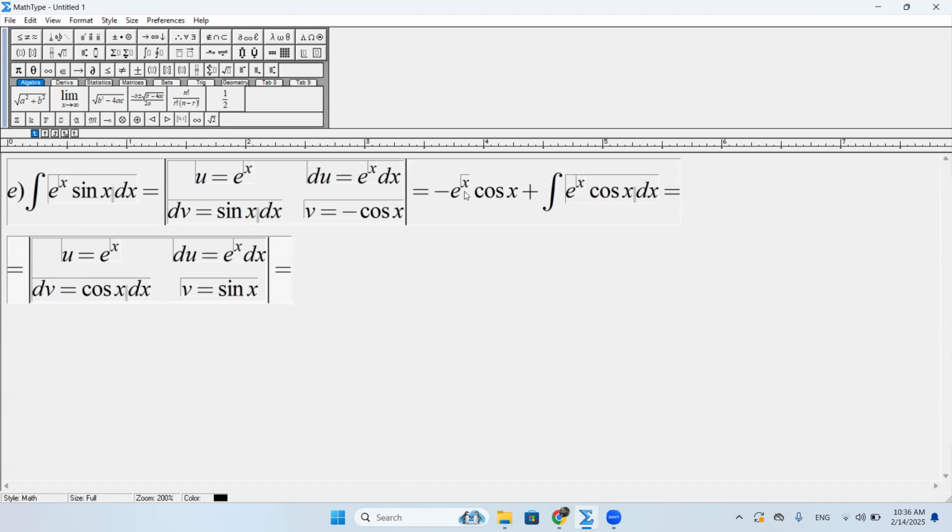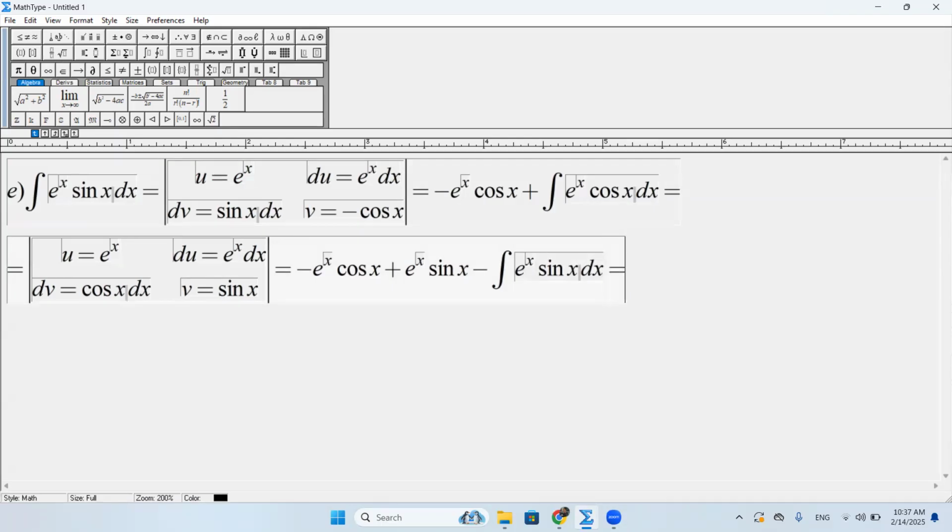Okay, so this expression remains, and plus this: e in power of x by sine of x, minus the next integral, e to the x, cosine of x, sine of x, multiplied by e to the x, sine of x, and of course, dx.